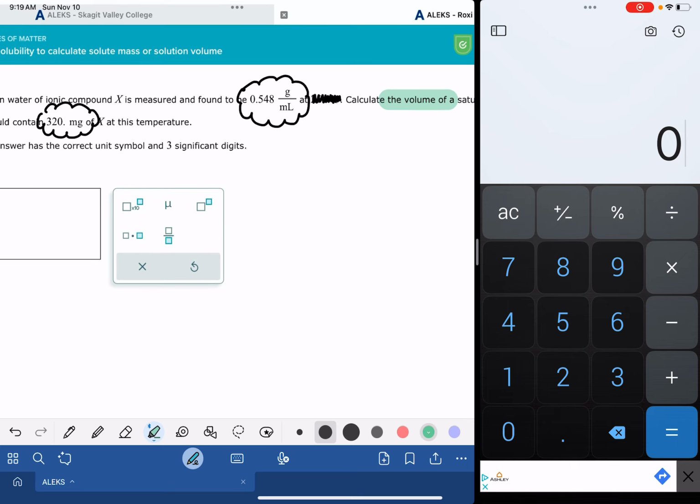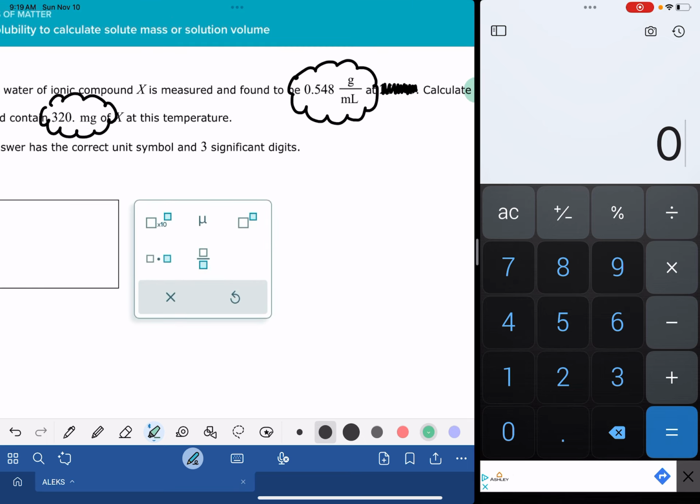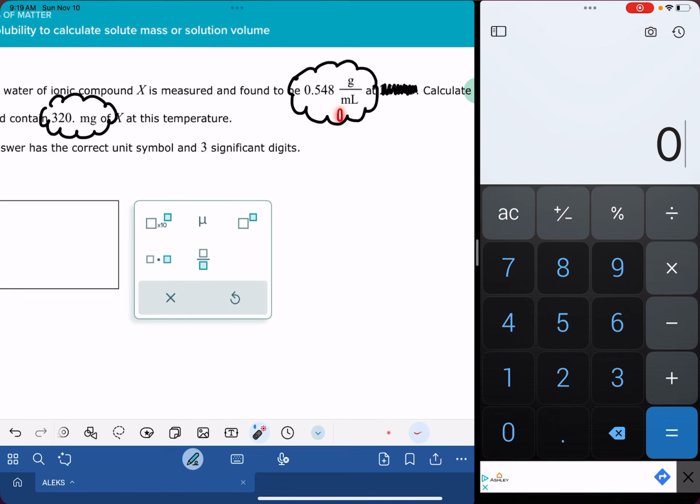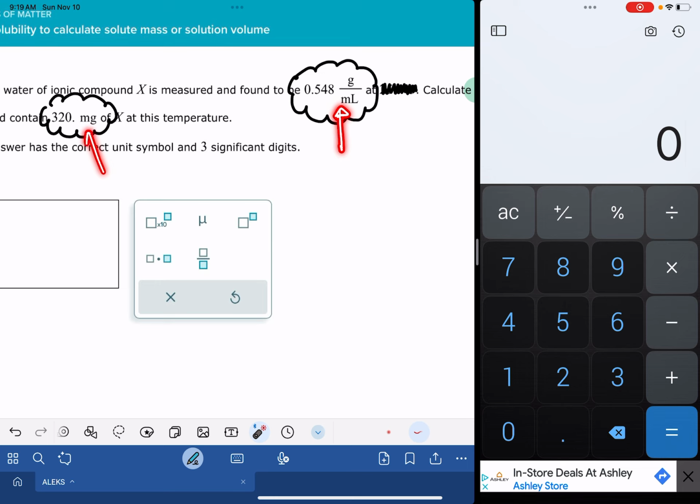Now, ALEKS makes it look like there are more than two versions of the problem because sometimes it'll say things like calculate the maximum volume or calculate the maximum mass. Don't even worry about that. There are only two versions of the problem. You're either being asked to calculate a volume or calculate a mass. And it doesn't matter if it includes that word maximum in there or not. Okay, so these are the two numbers that we're working with. Everybody's going to get this number, and then you are either going to have a mass over here or a volume.